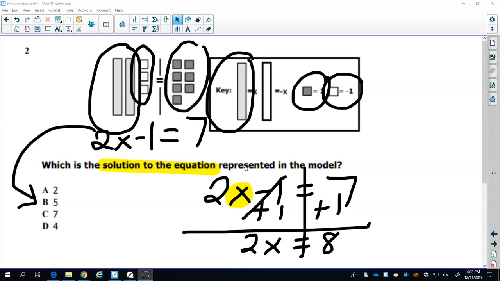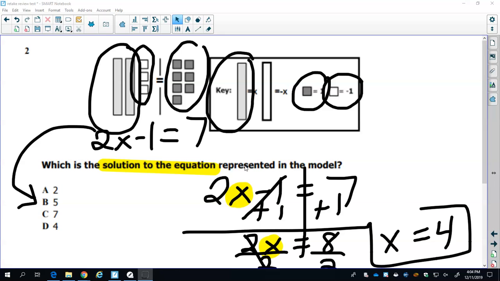Now I have 2 x's. I'm going to divide both sides by 2. 2x divided by 2 cancels out. So x is going to be equal to 4. So the correct answer here, I look at my choices. This is an equation. So the correct answer for number 2 is 4.